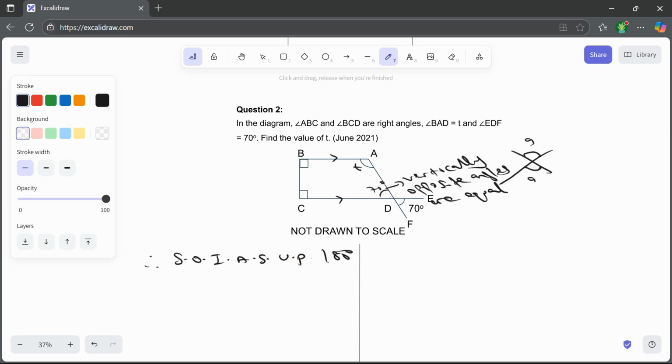I don't have to write it again. I could say T plus 70 degrees would be equal to 180 degrees. So our T would be equal to 180 degrees minus 70 degrees, and that will give you 110 degrees.